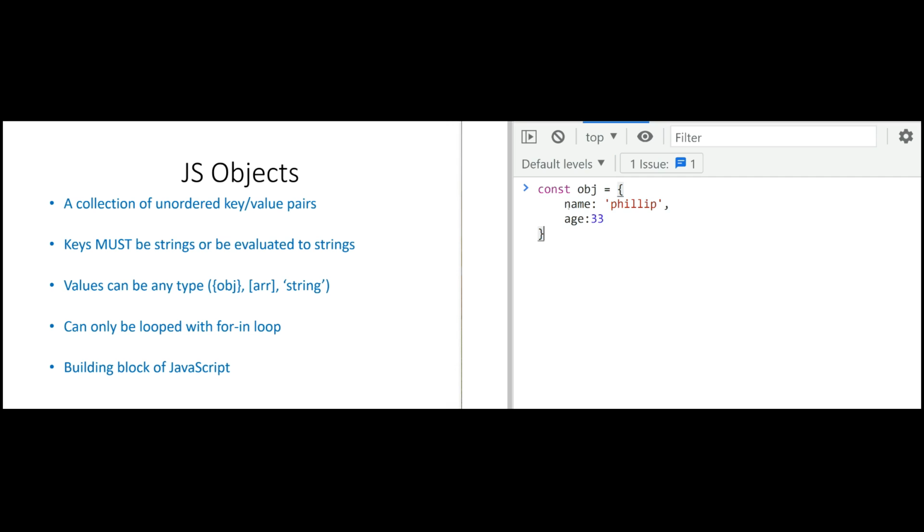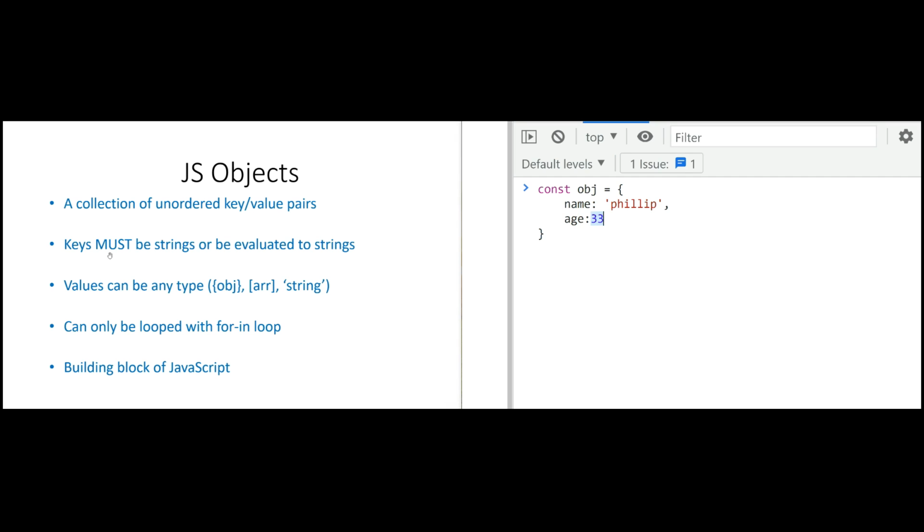Okay, so when you see name, that is called a key right here. Keys must be in strings or be evaluated to strings. So name is the key, and Philip is the value, and values can be any type, right? So key is the name, value is the string Philip. On this one, key is age, value is type number of 33.